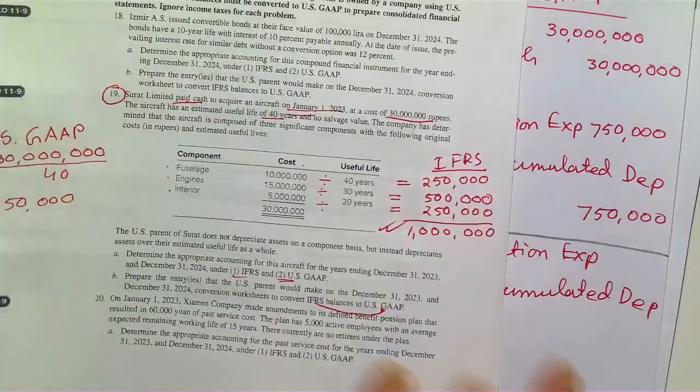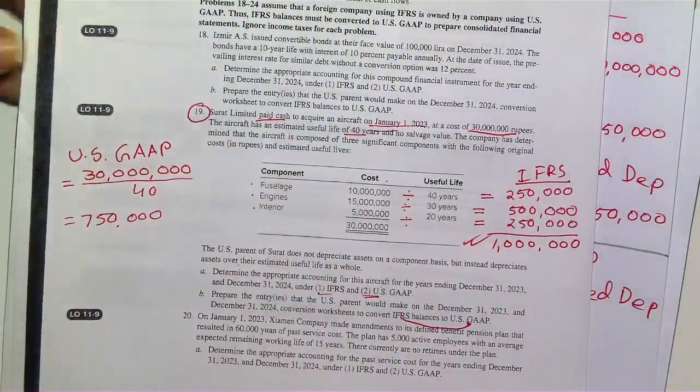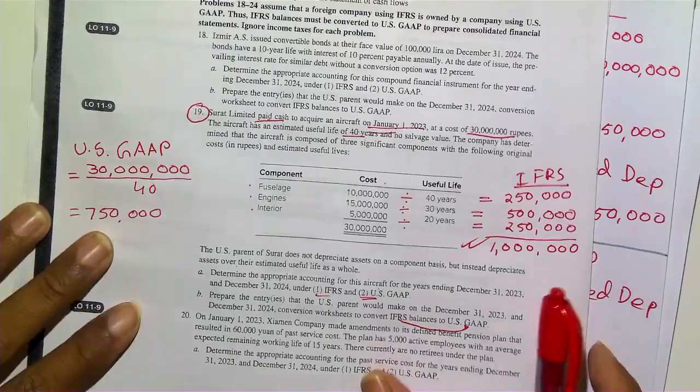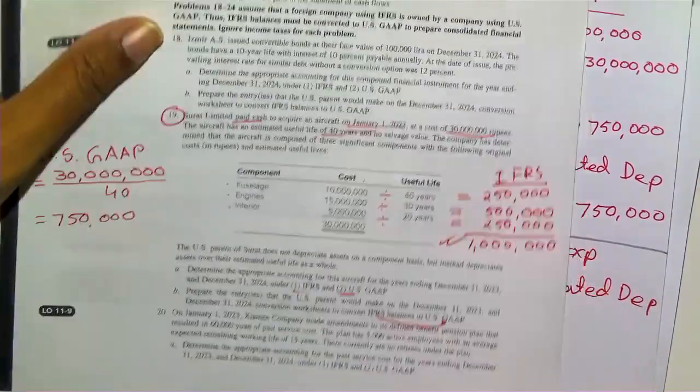Oh, yeah, never mind. IFRS 1 million, right? How about the US GAAP? What will be the depreciation number? 750,000. Very good. Okay, so these are the basic same entry, right?